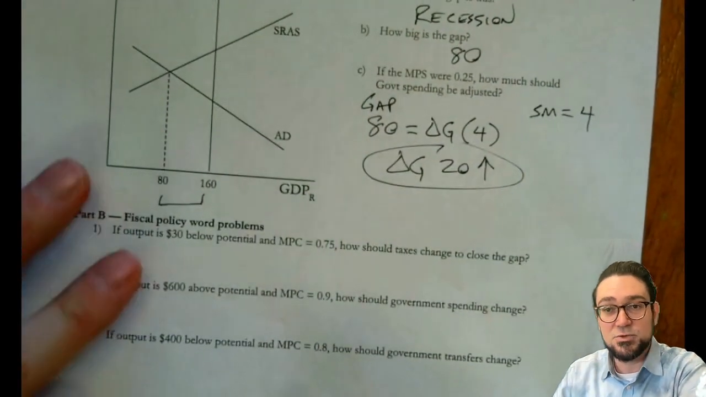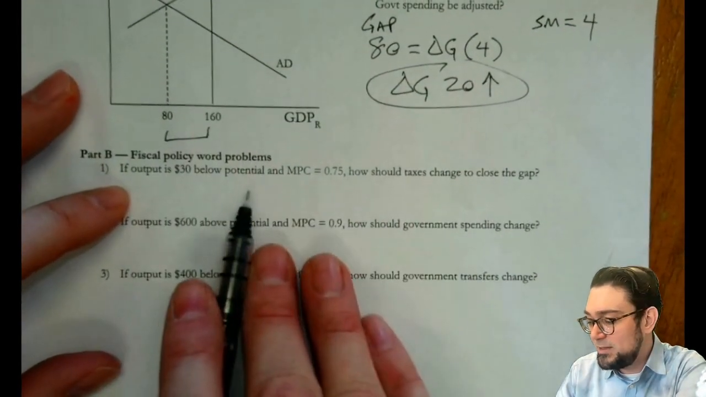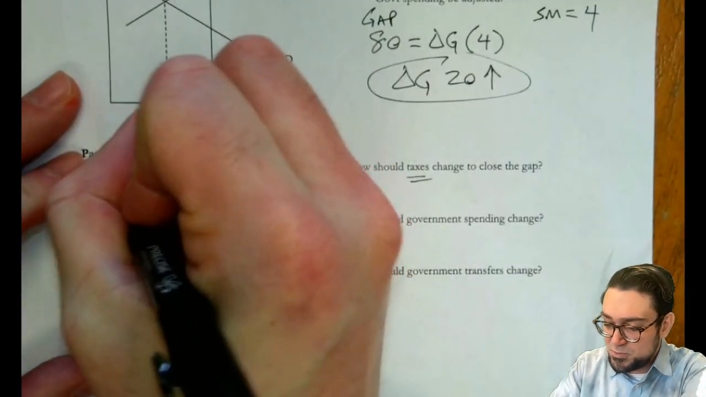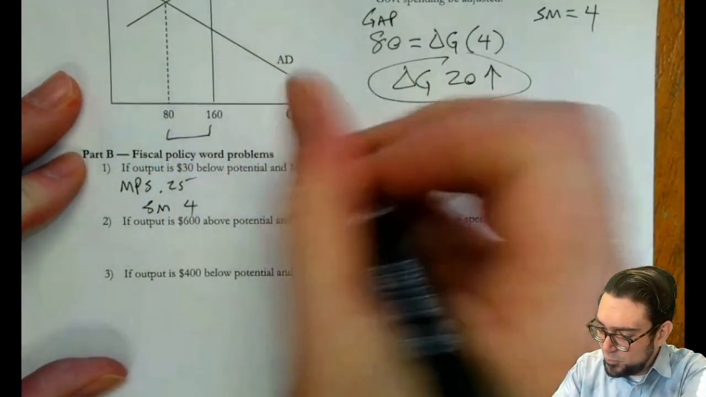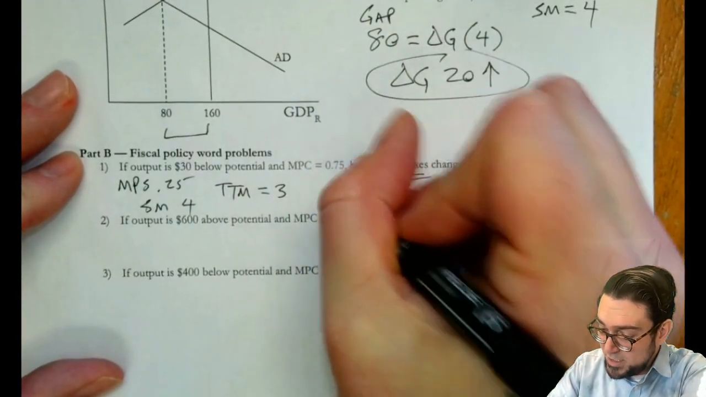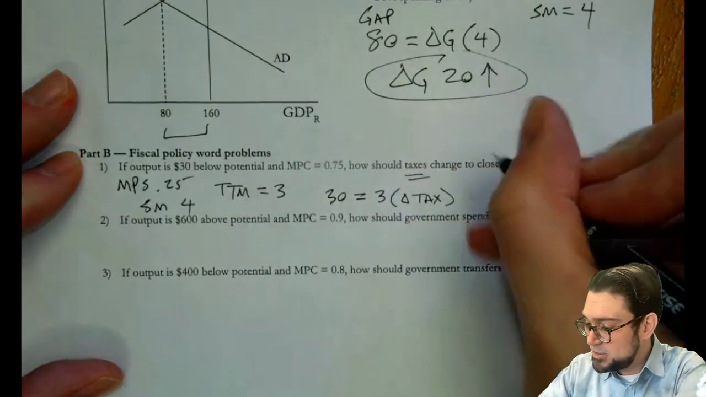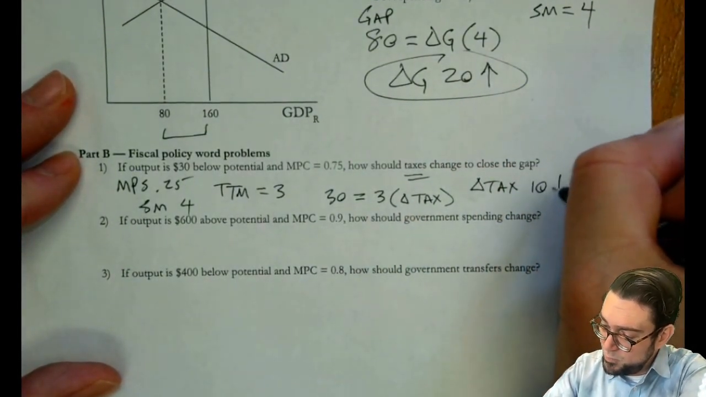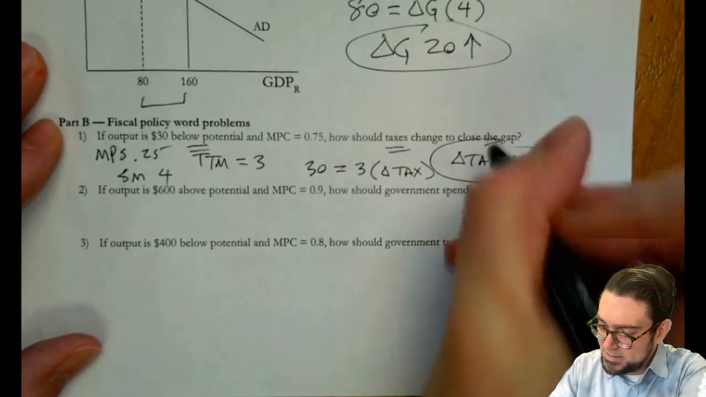Now, more often also on the exam, you're going to see them without the graph because you can do it without it. If the output is 30 below and MPC is 0.75, how much should we change taxes? So first we need our MPS is 0.25 and our spending multiplier is 4. So our taxes and transfers multiplier is 3. 30 below is equal to 3 times the change in tax. And so we would want to change taxes by 10, and we'd want to lower them because we are below potential income.